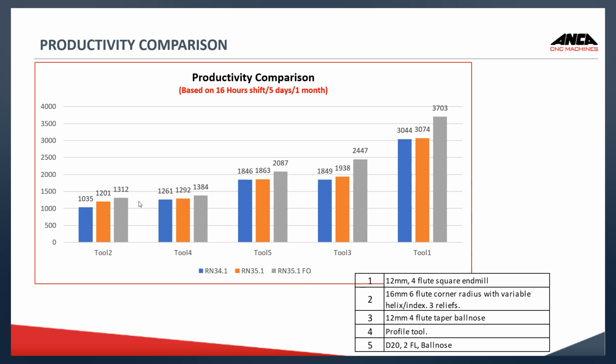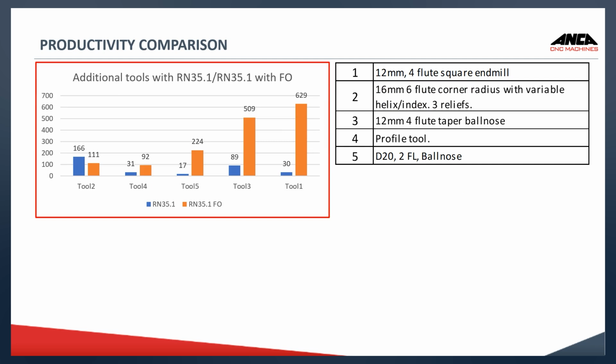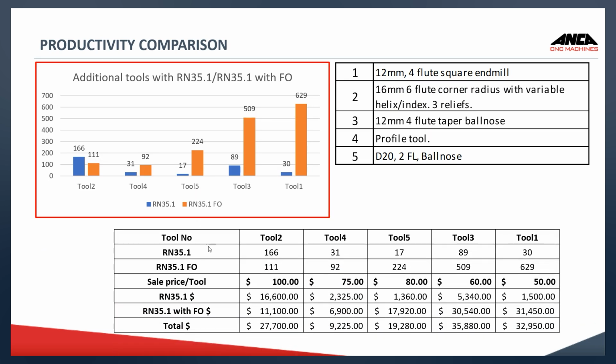And when you look at this in terms of dollars or numbers, take tool number 2: you are getting 166 tools and then an extra 111 tools. And if you convert that into dollars, overall you save around $16,000 with 35.1 and about $11,000 with feed rate optimization, and a total saving of around 27,000 AUD.